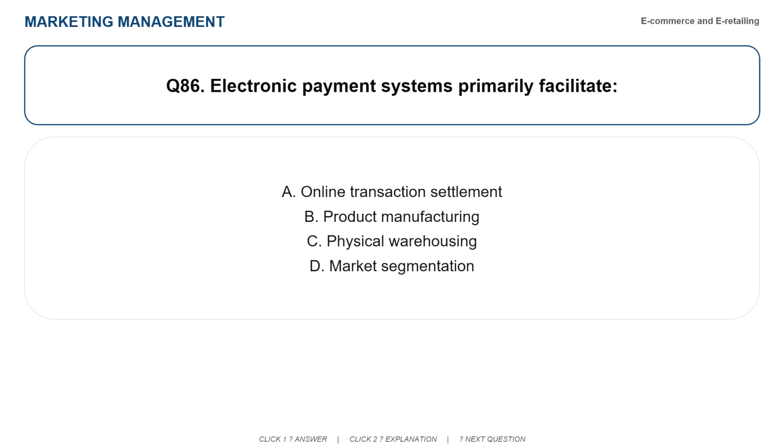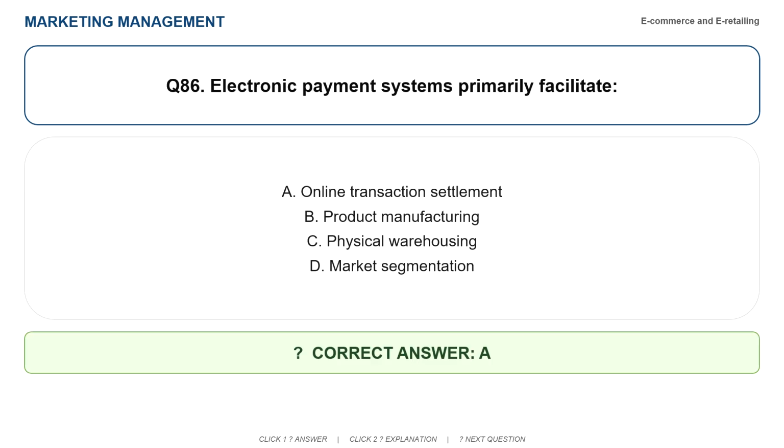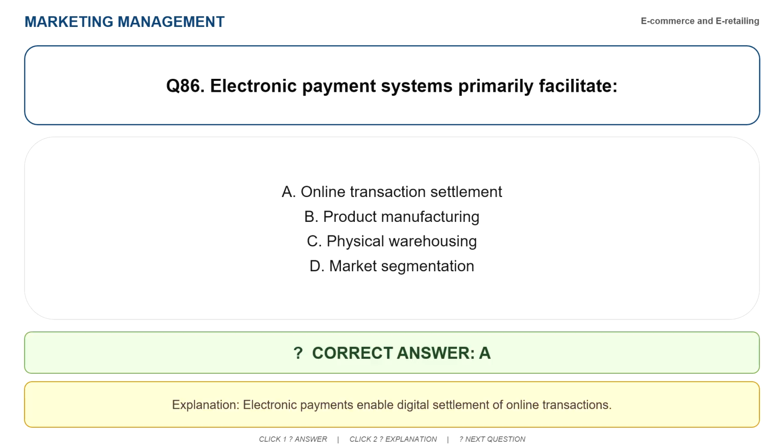Question 86. Electronic payment systems primarily facilitate. Option A. Online transaction settlement. Option B. Product manufacturing. Option C, physical warehousing. Option D, market segmentation. The correct answer is A. Explanation. Electronic payments enable digital settlement of online transactions.